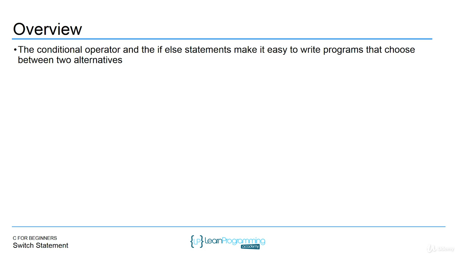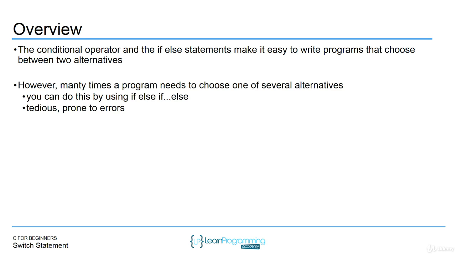So the conditional operator and the if-then-else statements make it easy to write programs that choose between two alternatives. Right? It's very easy to ask questions and make decisions. However, many times a program needs to choose one of several alternatives. And this would essentially be the if, else if, else if, else if, else if, right?